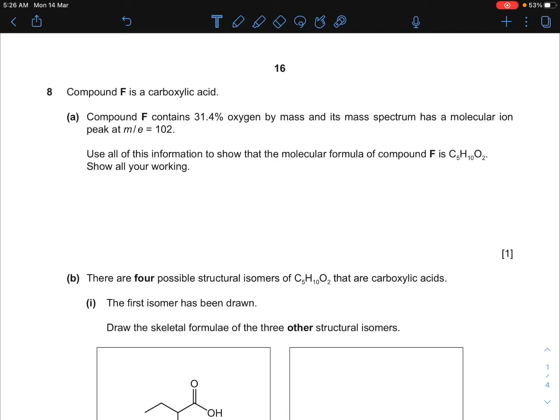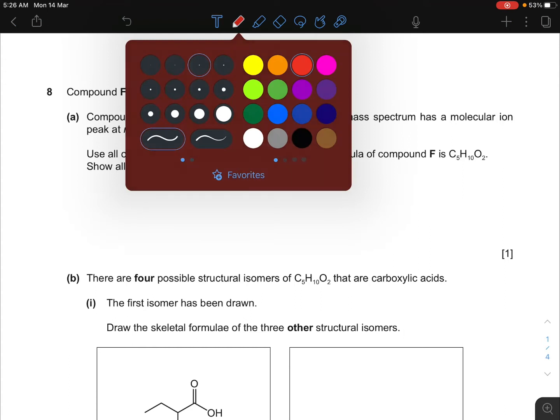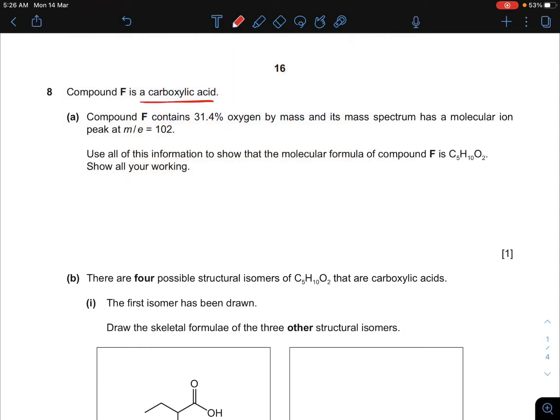Okay, so this question is from October-November 2016, paper 42, and it is related to spectroscopy. So let's start the question. They're saying that compound F is a carboxylic acid. So we have some compound F, which is a carboxylic acid.